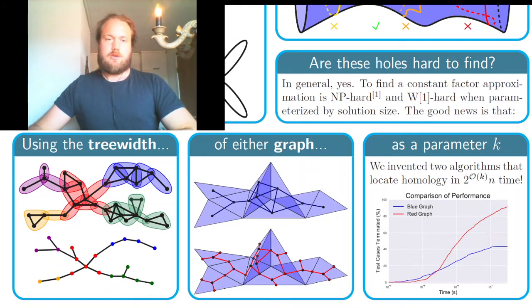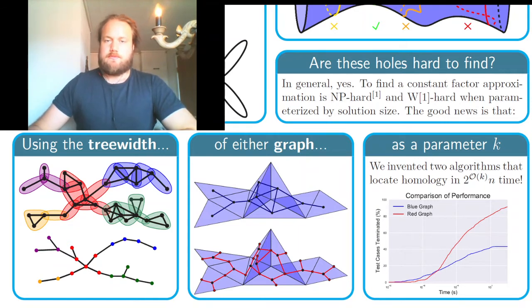The one is the topmost blue graph, which generally tends to be smaller but has a higher tree width. And then there is the lower graph in red, which is bigger but can have a smaller tree width. Using the tree width of either of these graphs as a parameter, we have discovered and implemented 2 different parameterized algorithms for finding the smallest representatives of holes.